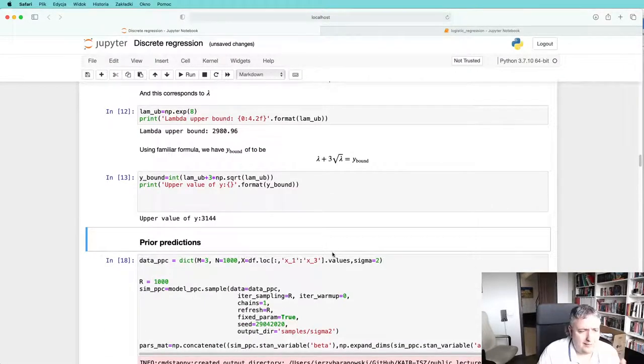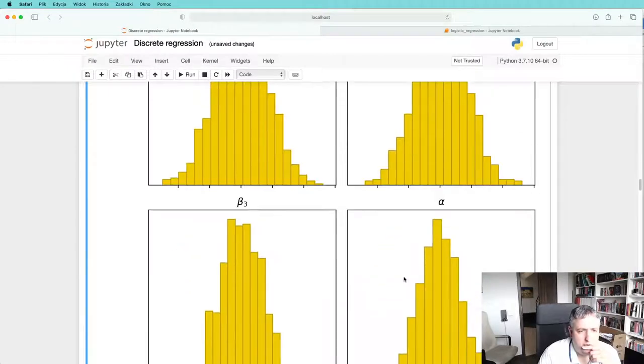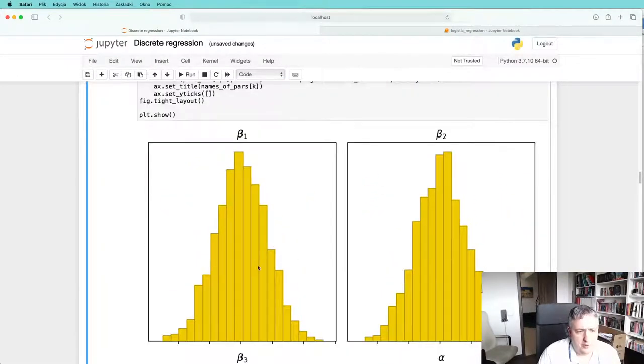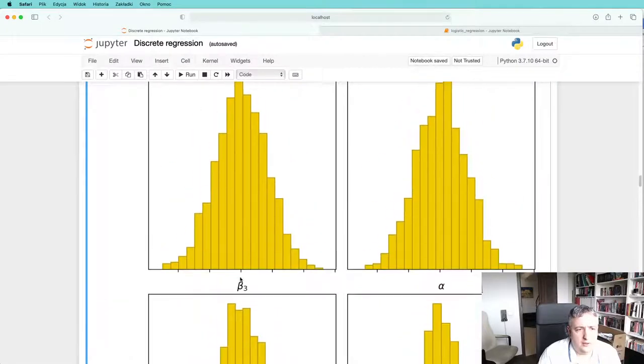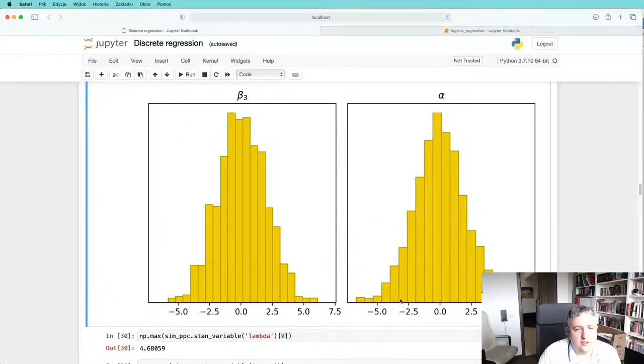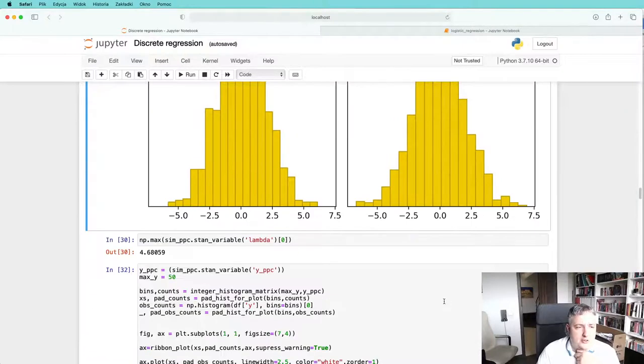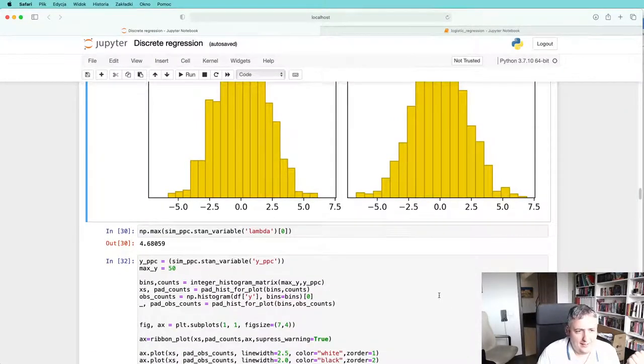So let's go back to prior predictions using different sigma, setting sigma equal to 2, and from that we get the distributions of our parameters. Sampling from parameters, we get beta generally consistent with this 0 plus 2 distribution, because at most they will be between 2 sigma or 3 sigma, and we get here our alphas. All those parameters look reasonably similar because they come from the same priors.